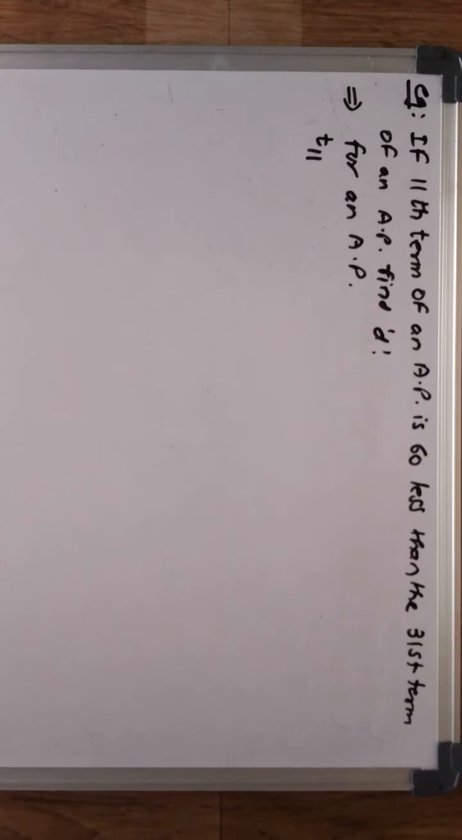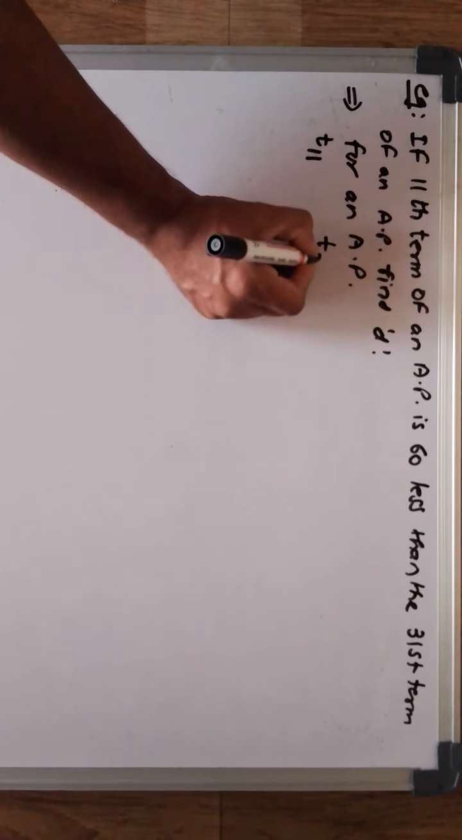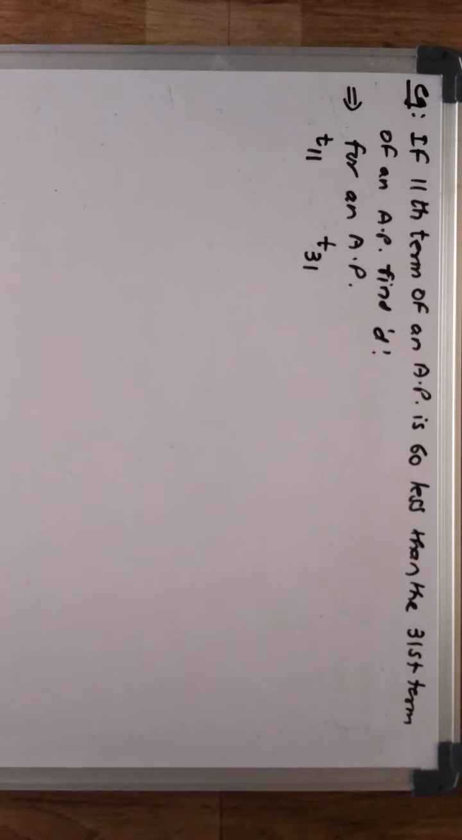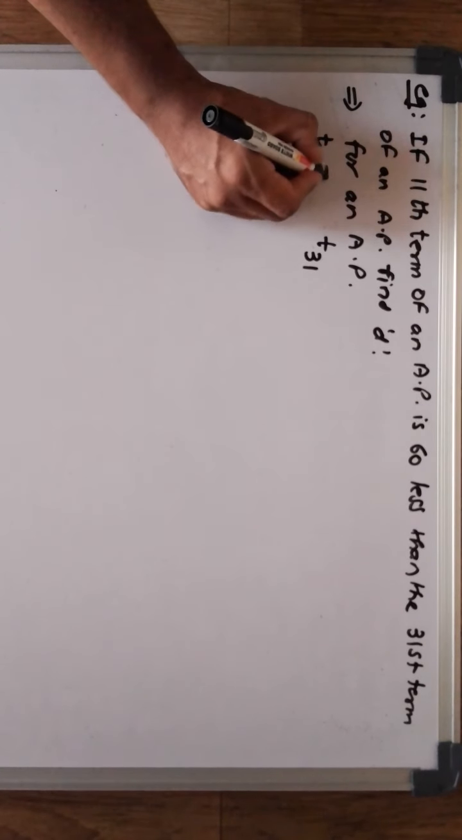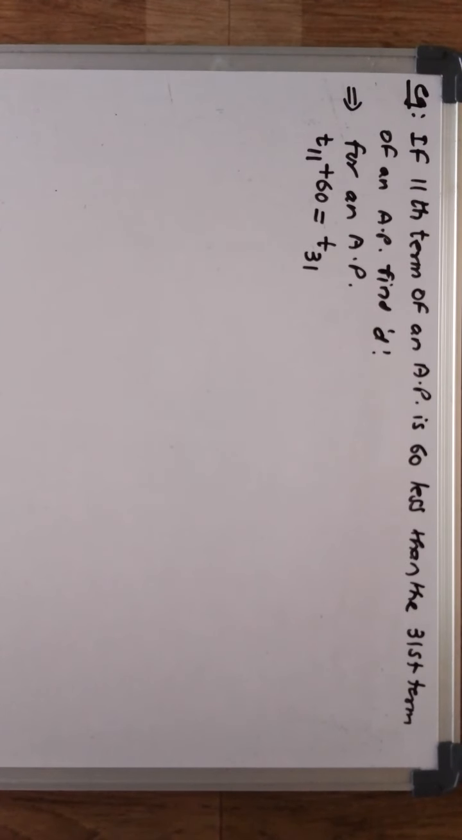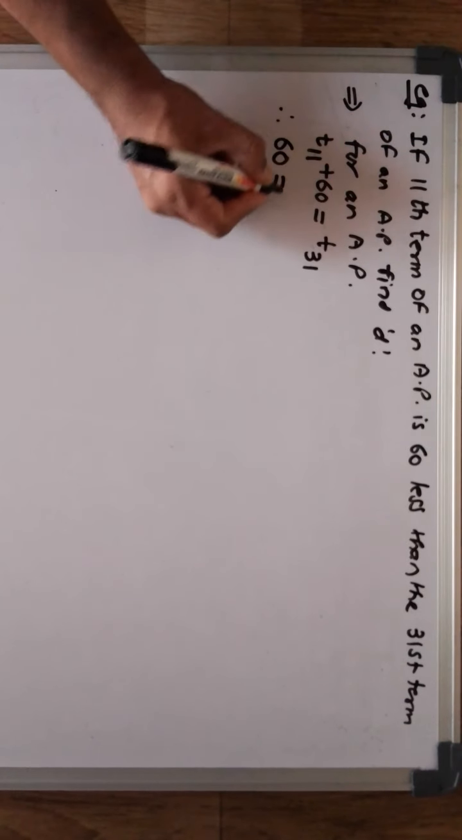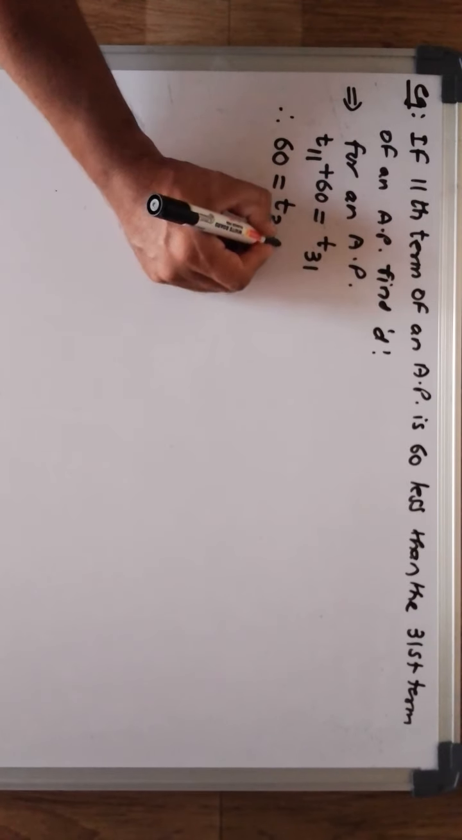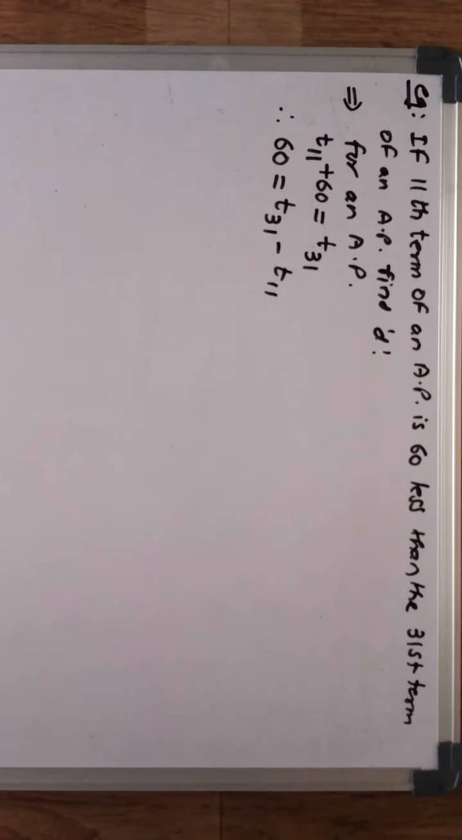Then the 31st term. That means there is another term which is the 31st. The 11th term is less. That means if I want to make it equal to the 31st term, I have to give 60 to the smaller number, that is to 11. Right? Got it? So term 11 plus 60 is equal to term 31. So I keep 60 here as it is: 60 equals term 31 minus term 11. Right?